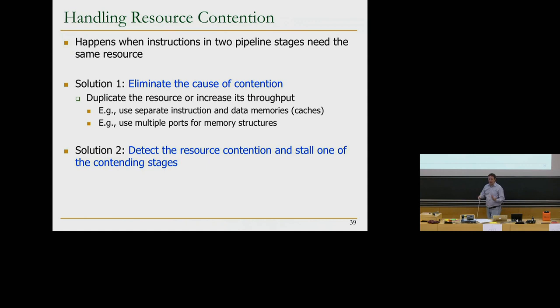The second solution is, if there is a contention, two people want to use it, grant one of them the resource and stall the pipeline until that resource is free. Once the resource is free, you can let things go.